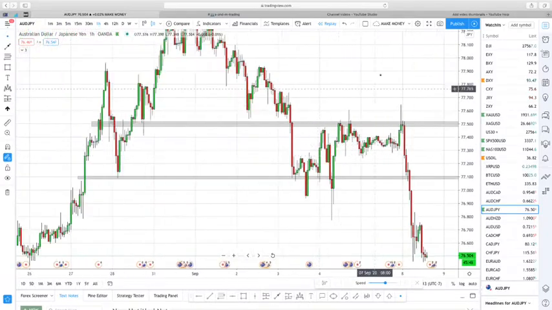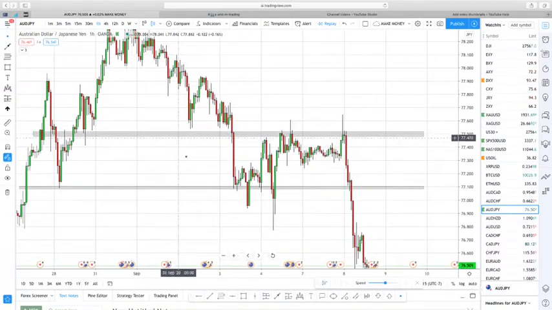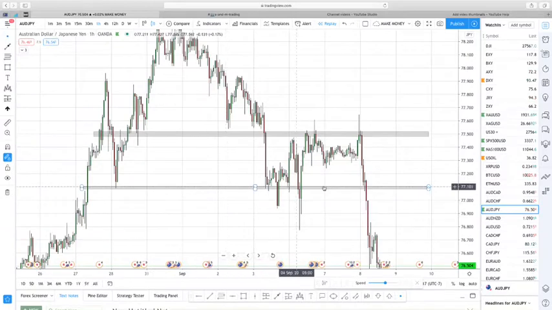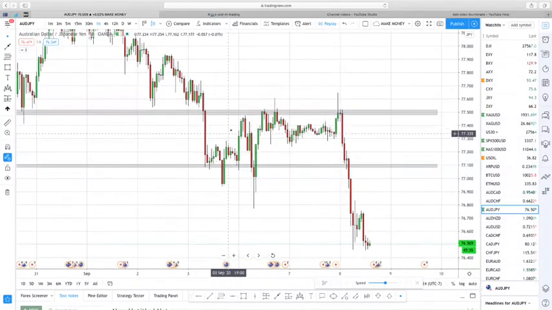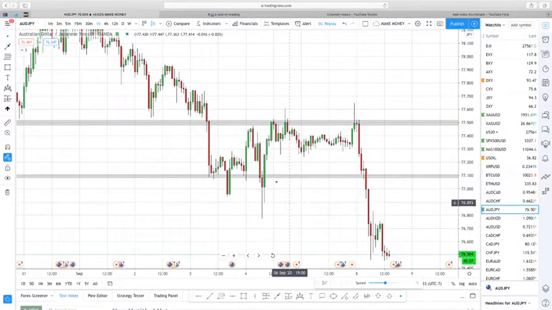Let's say we're doing our analysis. We marked out these two zones right here, and we're waiting for price to come back up. Say we've seen AJ drop below this zone, and we start seeing these wicks coming up on the hour time frame. So now we're expecting price to come past 77.100.